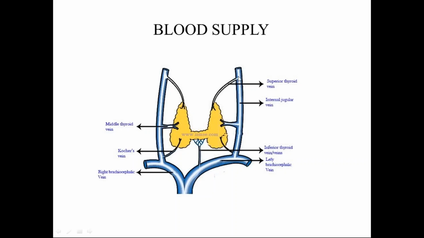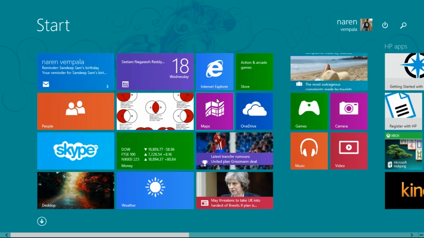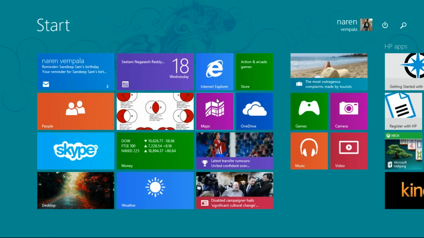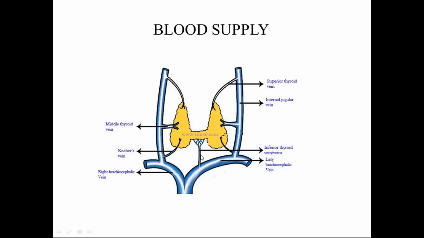So coming back to venous drainage, you have superior thyroid vein, middle thyroid vein, and inferior thyroid vein. Superior thyroid vein drains into internal jugular vein. Middle thyroid vein also drains into internal jugular vein, while the inferior thyroid vein drains into the left brachiocephalic vein. Very evident in the picture.